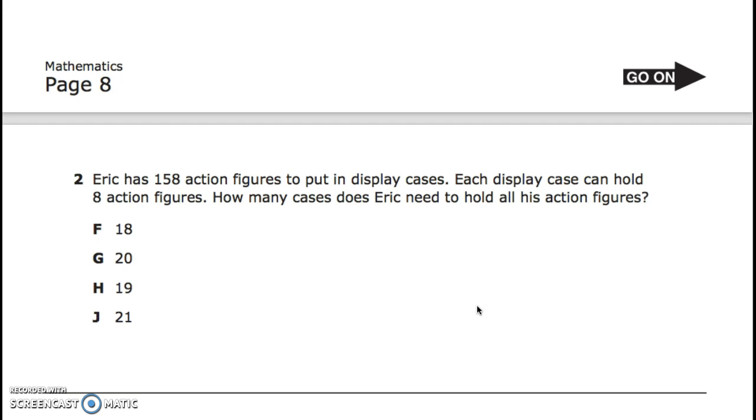Number 2. Eric has 158 action figures to put in display cases. Each display case can hold 8 action figures. How many cases does Eric need to hold all of his action figures? Pause the video now to work the problem.